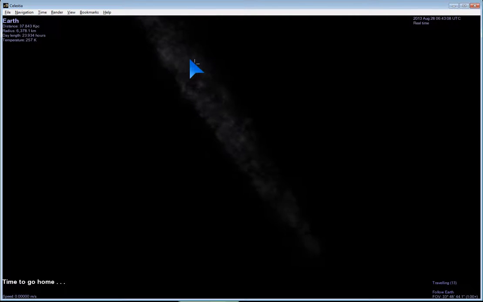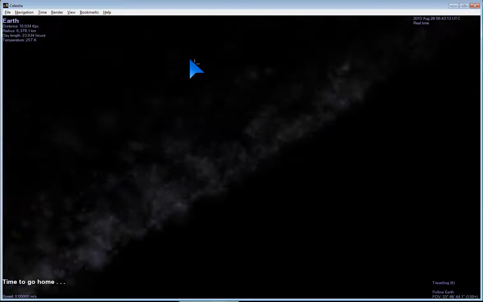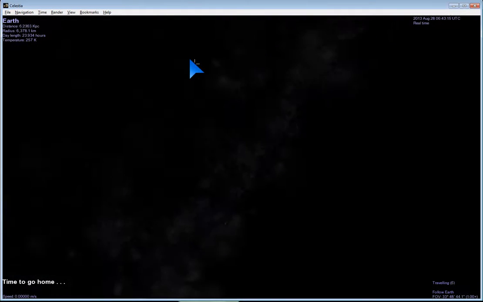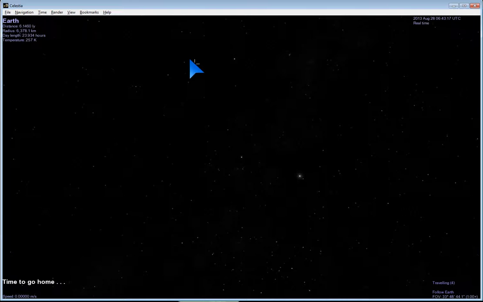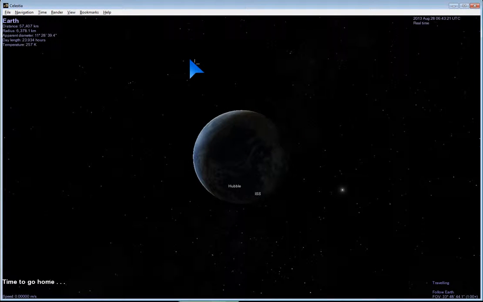It's time to get back to Earth. Come back into the galaxy. Walk towards our own Earth. By the way, ISS stands for International Space Station, and there is also the Hubble Telescope.